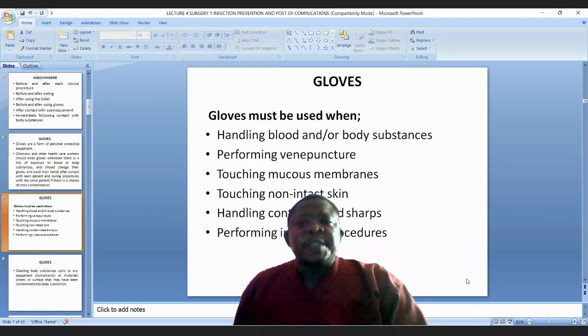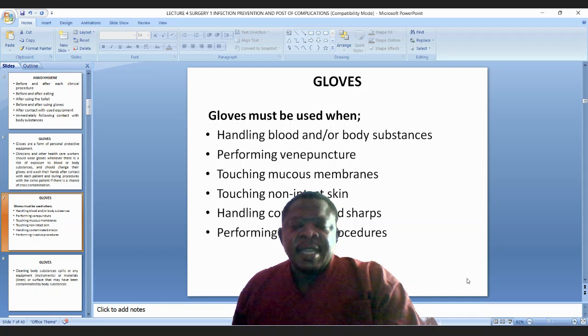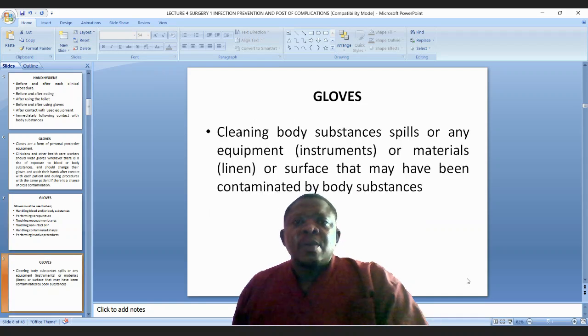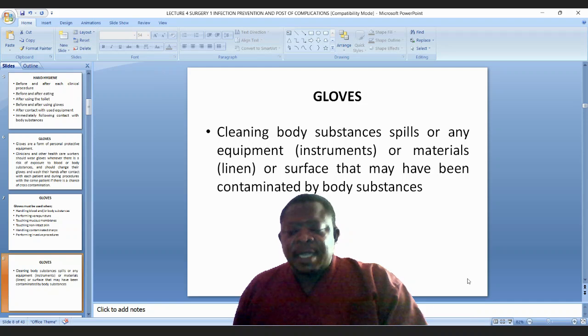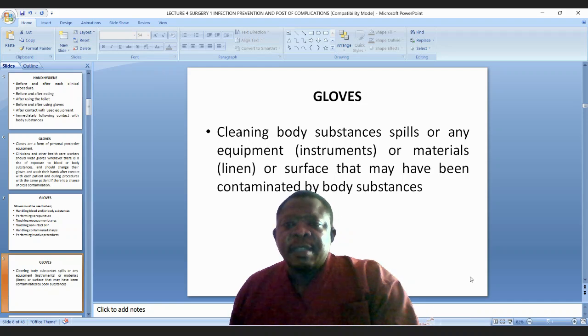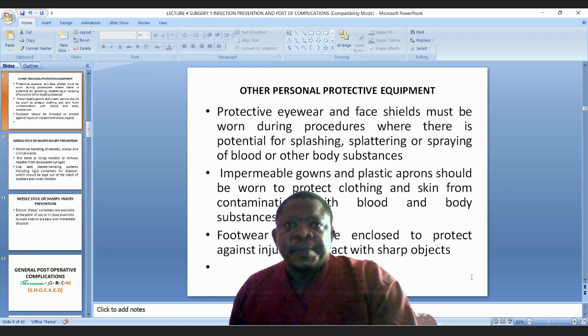Gloves must be used when handling blood or body substances, performing venipuncture, touching mucous membranes, touching non-intact skin, handling contaminated sharps, or performing invasive procedures. Gloves can also be worn when cleaning body substances that spill onto any of the equipment, materials or surfaces that may have been contaminated by body fluids or substances.